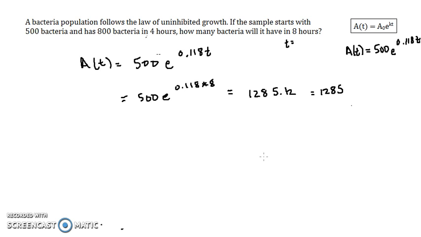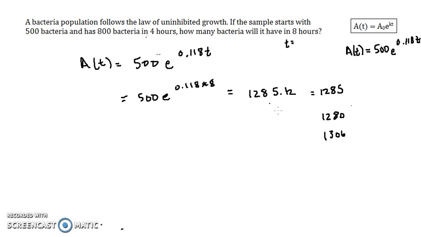Okay, now if you had done this same exact problem and you had done 0.1175, let me calculate that real quick. You would have gotten 1280. When you round that, you would have gotten 1280. And if you had rounded to 0.12, 0.12 would be if you rounded 2 decimal places, you would have gotten 1306.